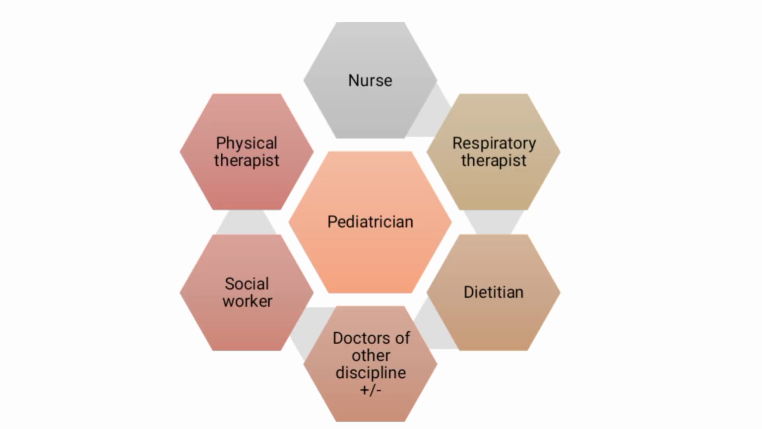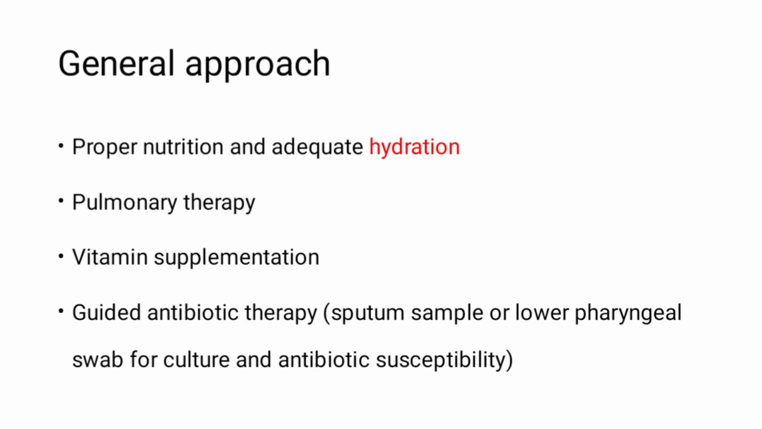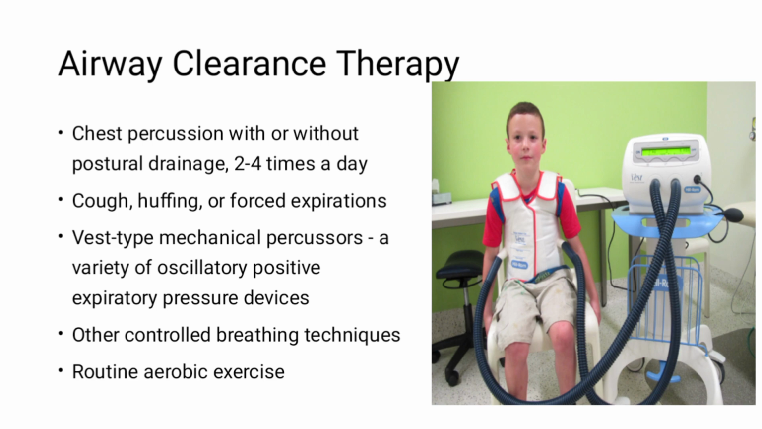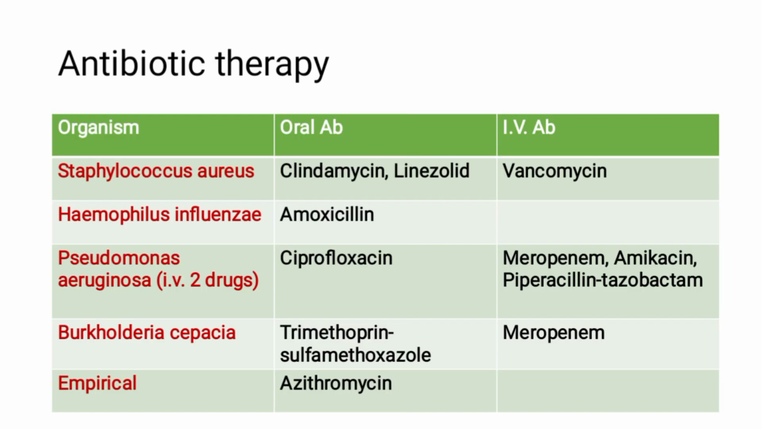Management: a multidisciplinary approach should be applied. The general approach is to provide proper nutrition and adequate hydration with pulmonary therapy, vitamin supplementation, and guided antibiotic therapy. By inhalation, we can give human recombinant DNase, which will thin the mucus plugging, and hypertonic nebulization may also be done with chest percussion with or without postural drainage, along with controlled breathing technique or routine aerobic exercise. Antibiotic therapy like that.